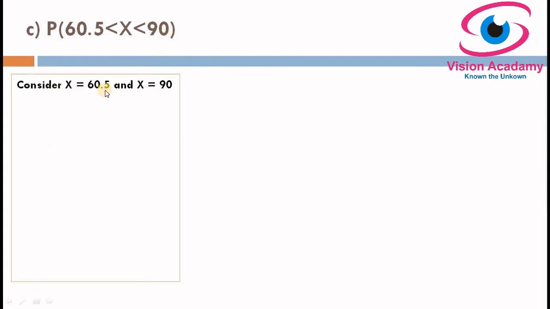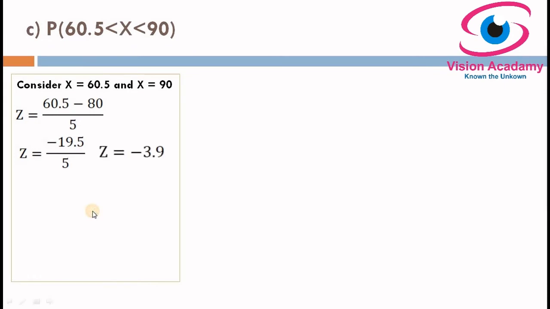So I have to consider x is equal to 60.5 and x is equal to 90. So I will calculate the Z value for each data. Then I will obtain the Z score at the end. So as usual, for the Z standard normal variate, I have replaced the values: 60.5 minus 80, where 80 is our mu, divided by 5. When we simplify this, 60.5 minus 80 is minus 19.5, divided by 5, and our Z value would be Z is equal to minus 3.9.